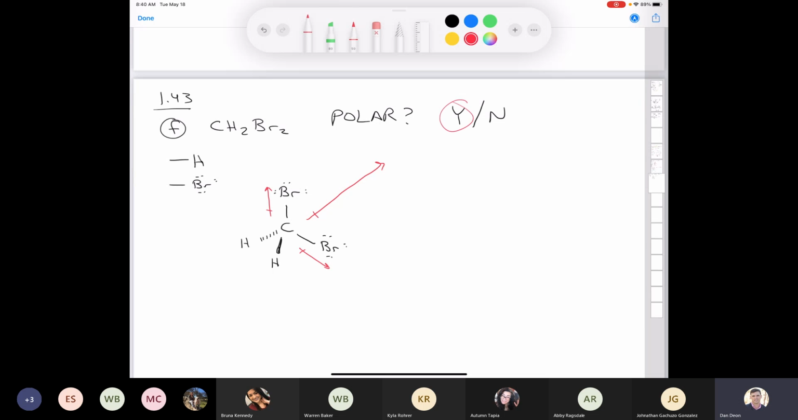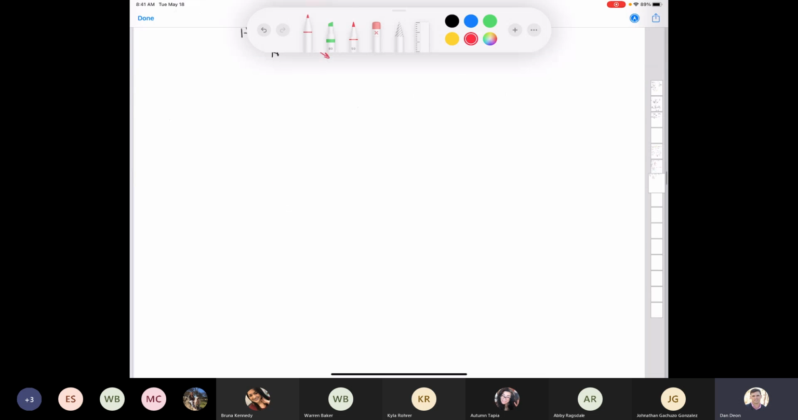Yes. Okay. It is a polar molecule, right? Those dipoles are not going to cancel each other. They're going to add together to give you a resultant dipole that's going off in that direction. All right. Let's take a look at another one here. Let's try 1.49, and we're going to do it a little bit quickly, but I just want to cover a little bit about bond angles with you guys.